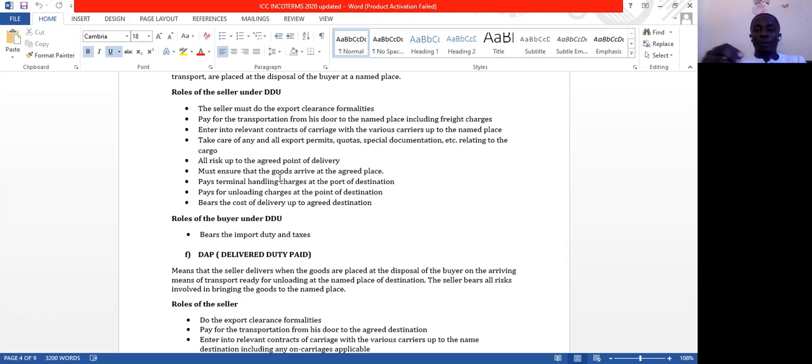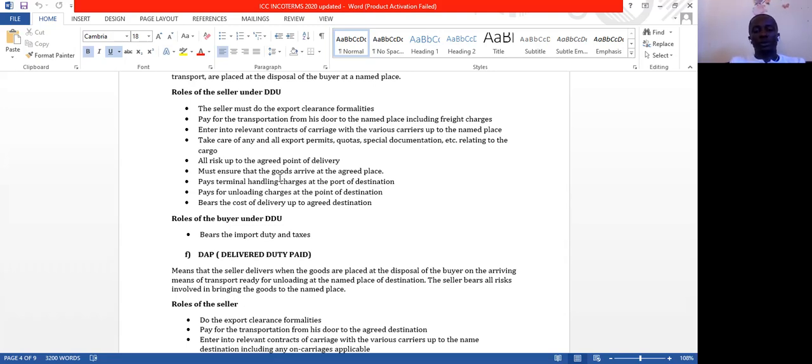pays for the transportation from his door to the named place, including the freight charges, enters into the relevant contract of carriage with the various carriers up to the named place, takes care of any and all export permits, quotas, special quotations, documentation, etc. relating to the cargo, and bears all the risk up to the agreed point of delivery. Must also ensure that the goods arrive at the agreed place, pays terminal handling charges at the port of destination, pays for unloading charges at the point of destination, and bears the cost of delivery at the agreed destination.